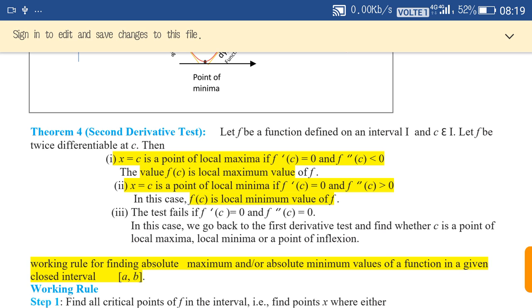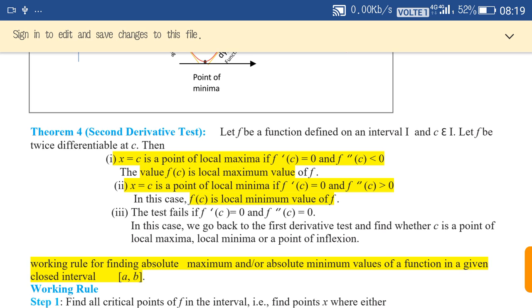So putting f dash x equal to 0, we get some point c, and now we have to check f double dash at that point c. If f double dash at that point c is less than 0, means negative, then we say that f(c) is the local maximum value of the function. Here you see f double dash is less than 0 at that critical point.